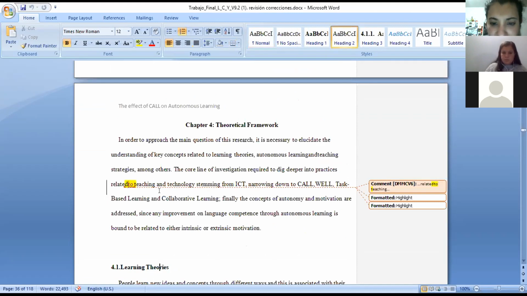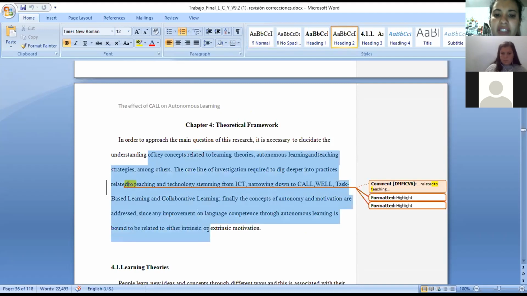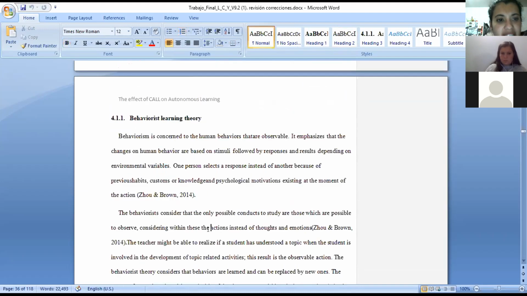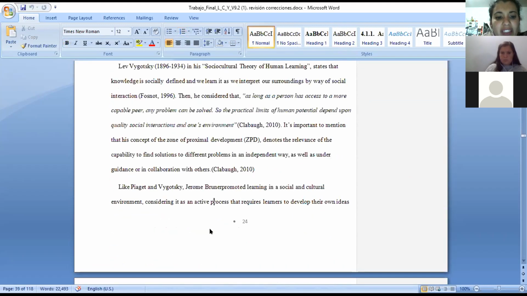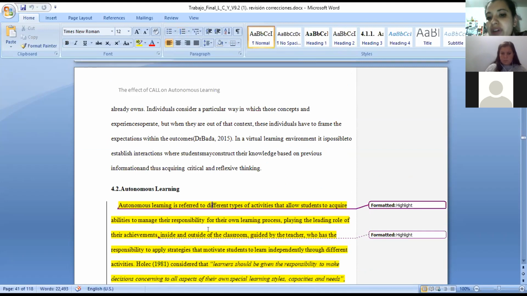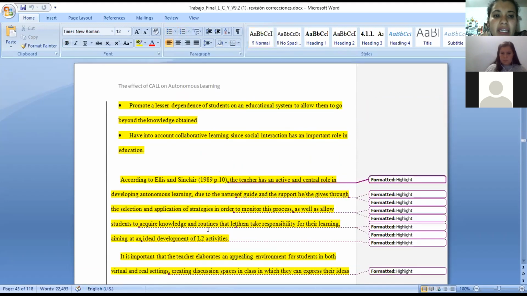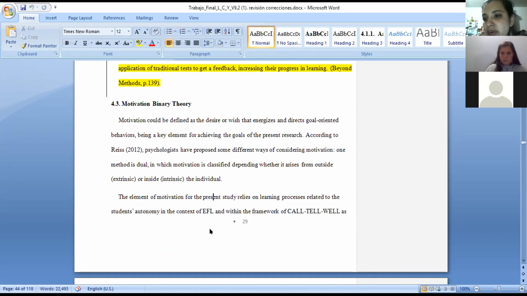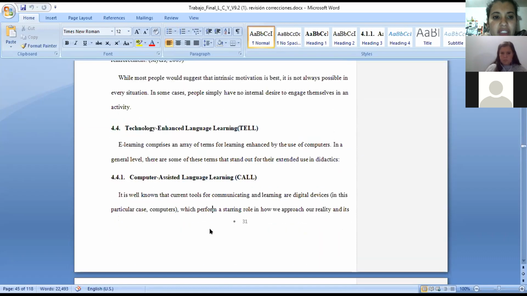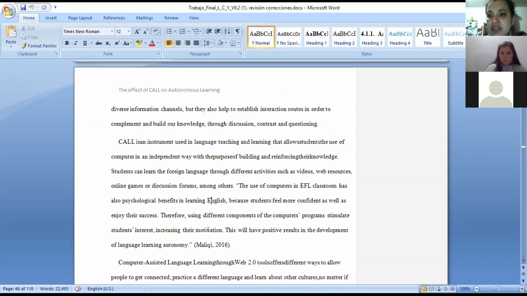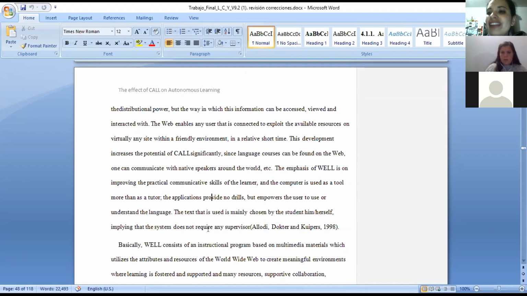And then they have the theoretical framework, which is different, right? The theoretical framework is what they say here: in order to approach the main questions, it is necessary to, and this is what they are going to deal with, learning theories, autonomous learning, teaching strategies, among others. So they describe learning theories, because they need it, right? They described what autonomous learning was, because that was their topic, if ICTs could influence or impact autonomous learning. They described motivation as well, intrinsic motivation, extrinsic motivation, what computer-assisted language learning is, right? And all of this. Those are the definitions, the concepts.